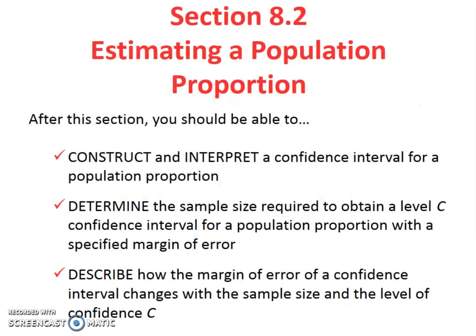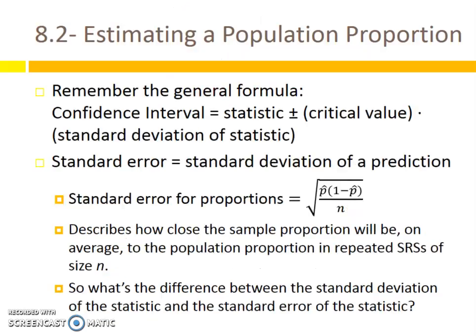So by the end of this section, you should be able to both construct and interpret a confidence interval for a population proportion. And then we're also going to be able to determine the sample size required in order to get a particular confidence level or interval for a specified margin of error. And then how to describe the margin of error with the sample size and the level of the confidence.